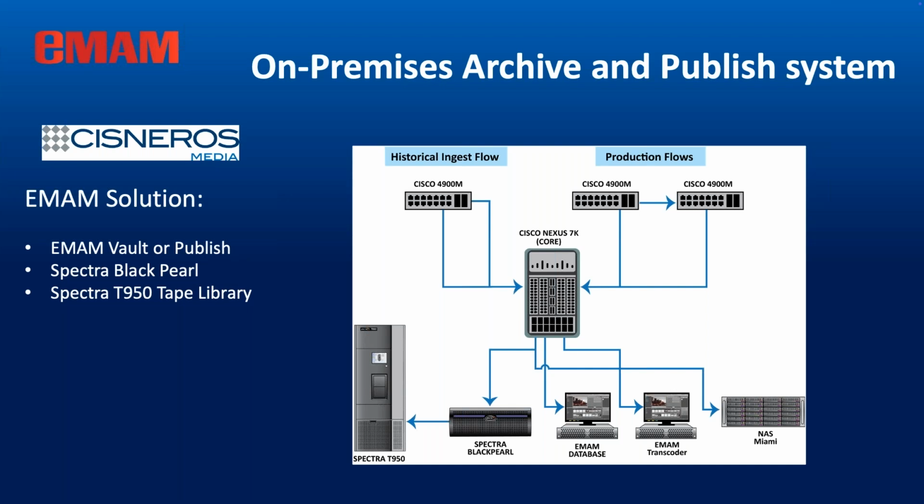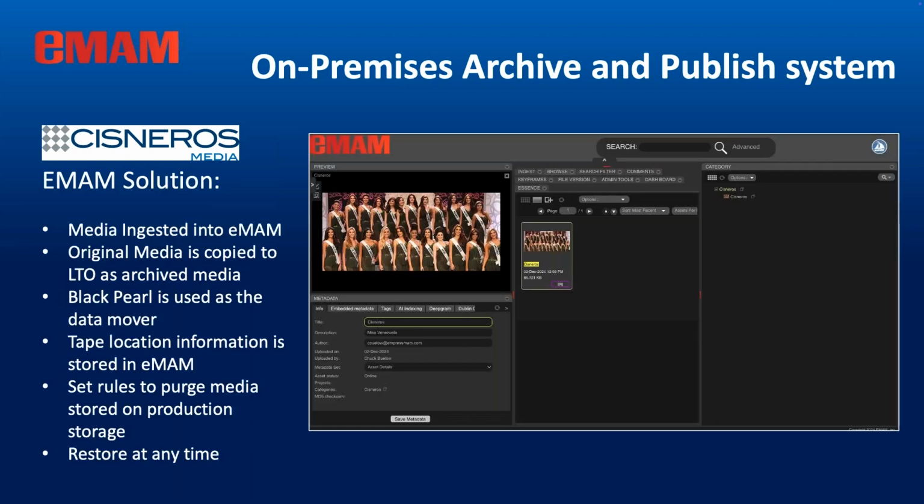In their case, they're using Spectra BlackPearl as their intermediary data mover into the tape library, the Spectra library in this case. So the media goes into the eMAM system, gets indexed, and then moved either automatically or manually to the LTO library for safe storage. And then of course they can leave the media on local storage as well, and maybe delete that later from the production storage. But you also have the LTO library backup that you can grab at any time.